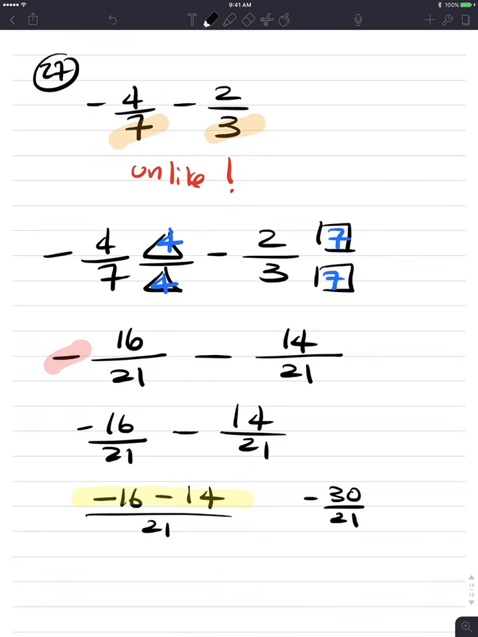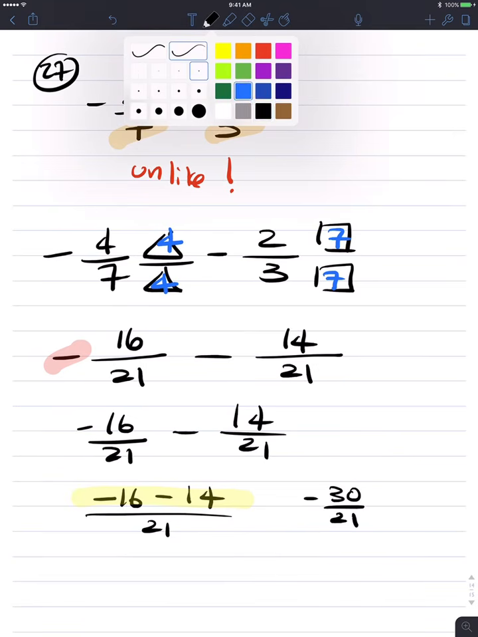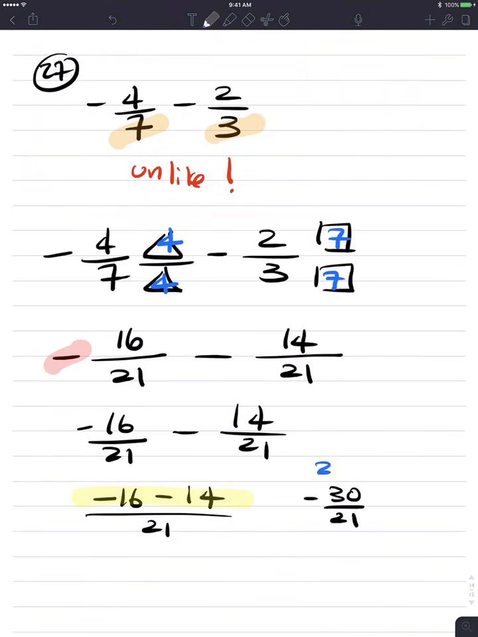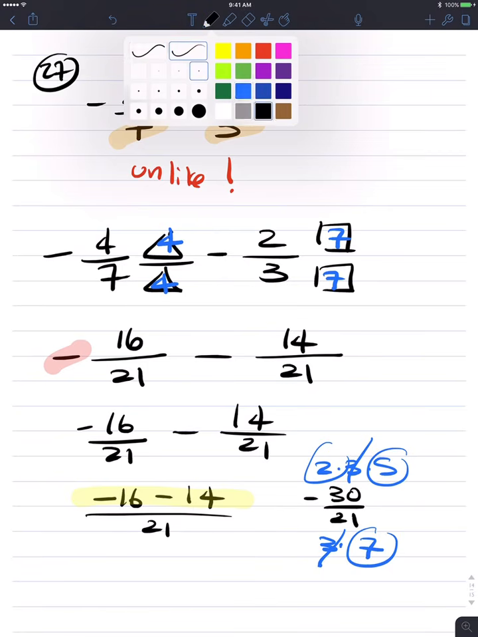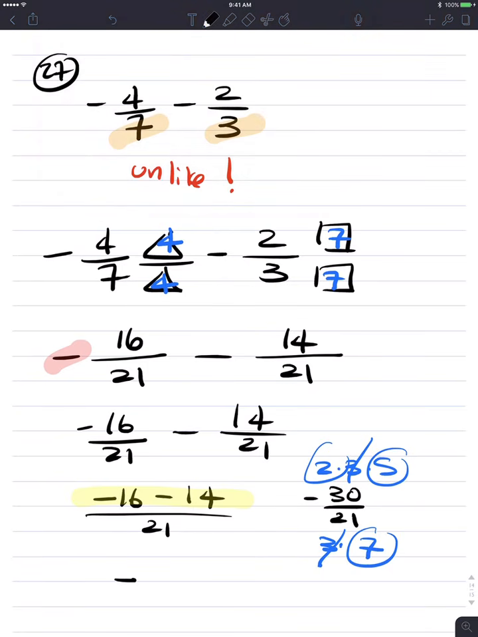We're going to have to simplify our fractions, meaning break 30 down, and that's 2 times 3 times 5. 21 is 3 times 7. So the 3 cancels, and that is it. Your final answer is going to be, if I keep track of everything, negative 10 over 7. And you're done. Number 27.